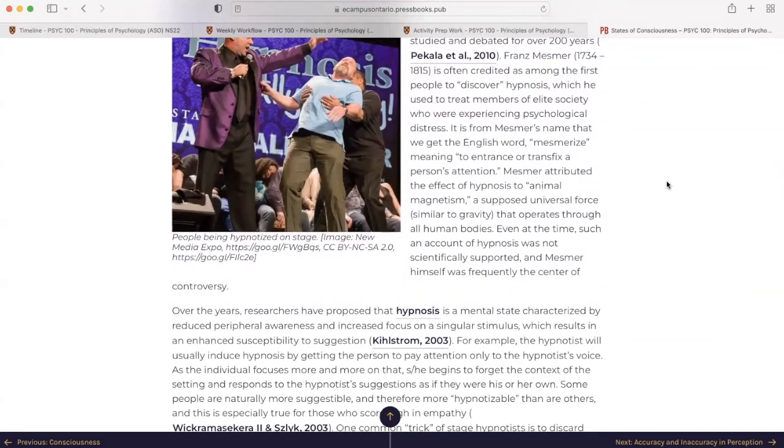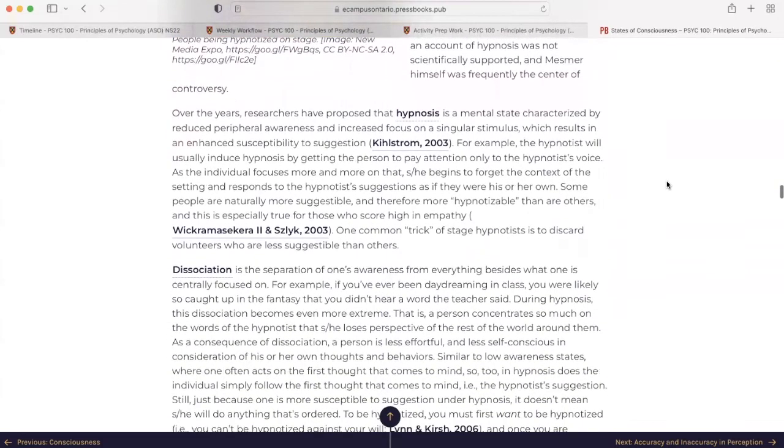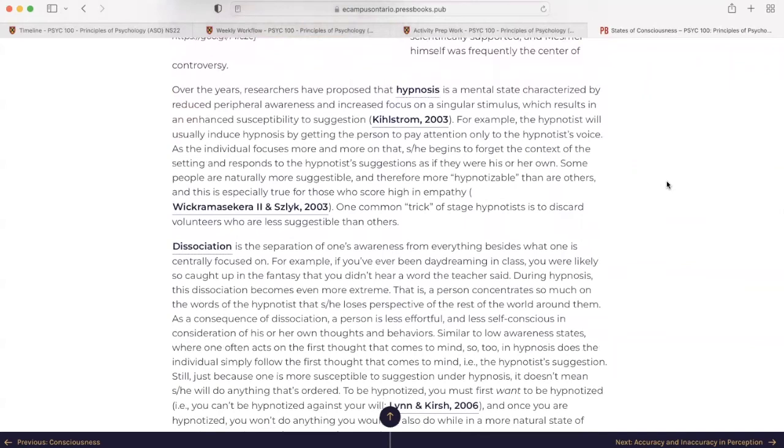Over the years, researchers have proposed that hypnosis is a mental state characterized by reduced peripheral awareness and increased focus on singular stimuli, which results in an enhanced susceptibility to suggestion. For example, the hypnotist will usually induce hypnosis by getting the person to pay attention only to the hypnotist's voice. As the individual focuses more and more on that, he or she begins to forget the context of the setting and responds to the hypnotist's suggestions as if they were their own.